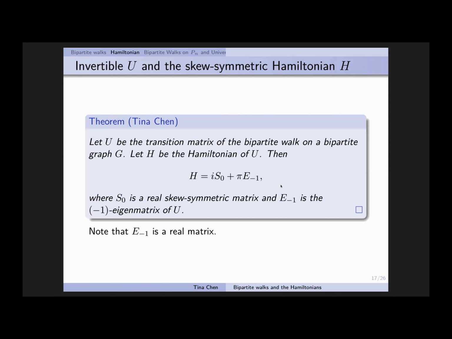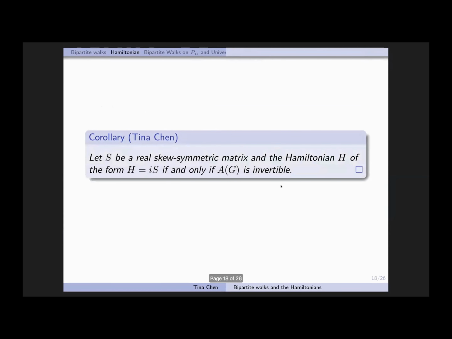But this -1 eigenmatrix will be real. So if we want our bipartite walk to have an edge digraph, which means we want to eliminate the -1 eigenmatrix, which means we want the dimension of the -1 eigenspace of U to be 0. So just using this idea, I can show that our bipartite walk can have an edge digraph if and only if the adjacency matrix of our bipartite graph is invertible.